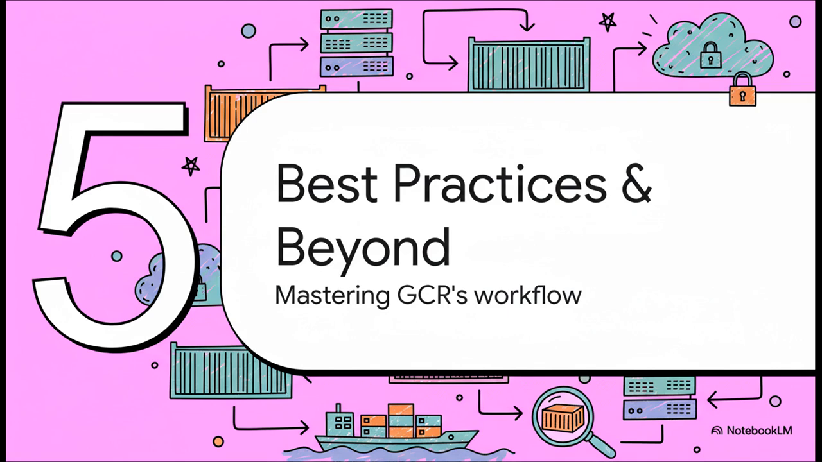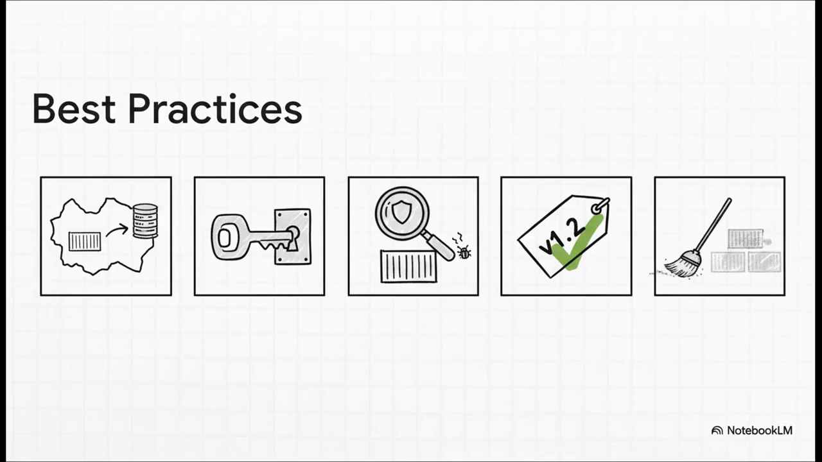Okay, so now that we get the flow, let's talk about some pro tips for using GCR the right way and how to think about what's coming next. Following these is going to save you a lot of headaches. Always try to store your images in the same region as your servers. It's way faster and cheaper. Lock down access using strict least privilege permissions. Definitely make vulnerability scanning a standard part of your process. And please avoid using the latest tag in production. It makes tracking versions and rolling back changes an absolute nightmare.